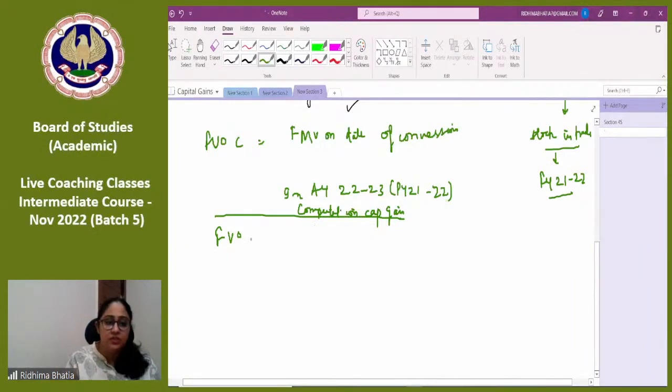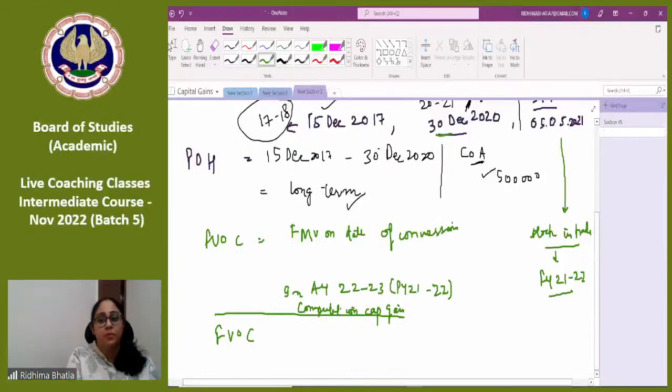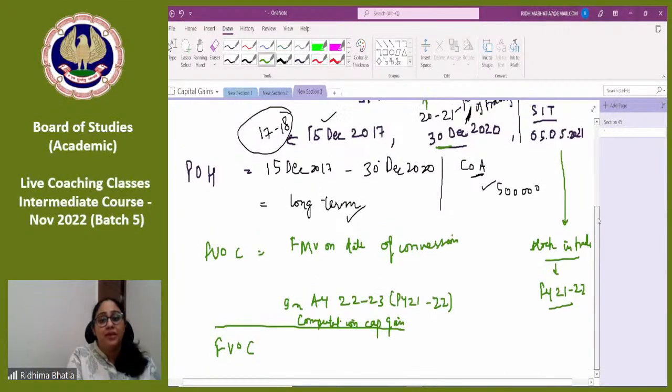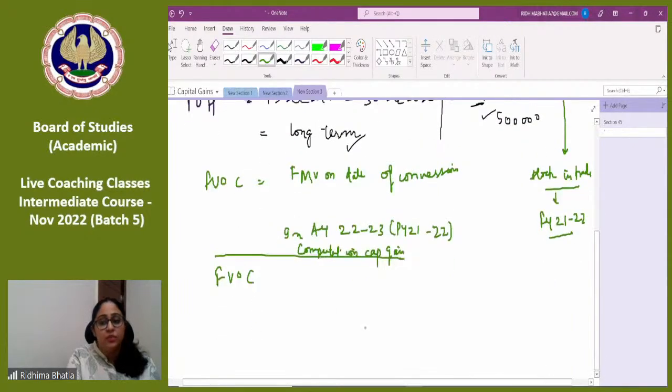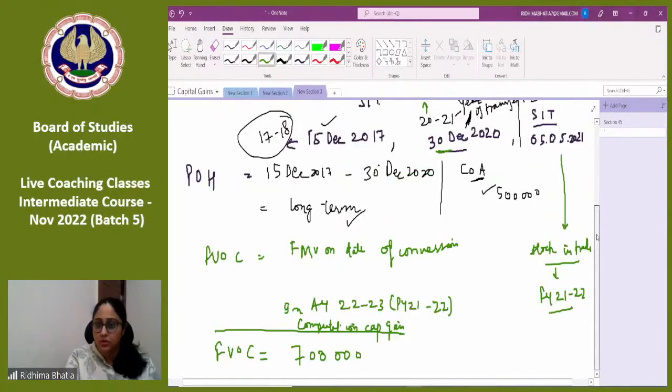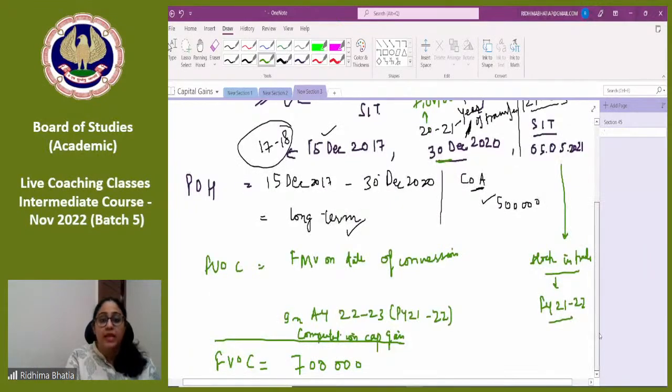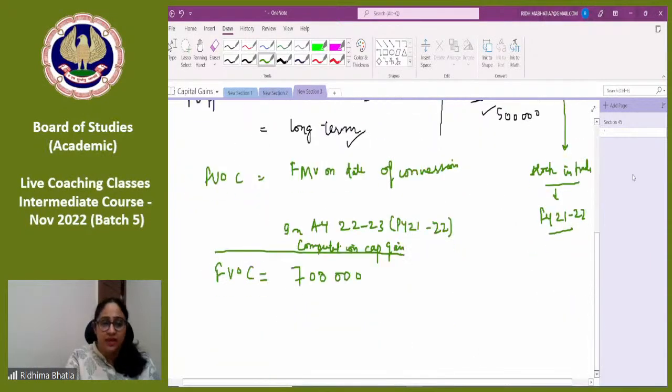Now full value of consideration is the fair market value. हमारा transfer क्या है? हमारा transfer is not the stock in trade being sold. हमारा transfer is the capital asset being converted. So when the capital asset is converted, whatever is my fair market value would be my full value of consideration. That is 7 lakh which we took. Correct? अभी तक यहाँ पे किसी को doubt? No. Then my cost of acquisition is 5 lakhs.